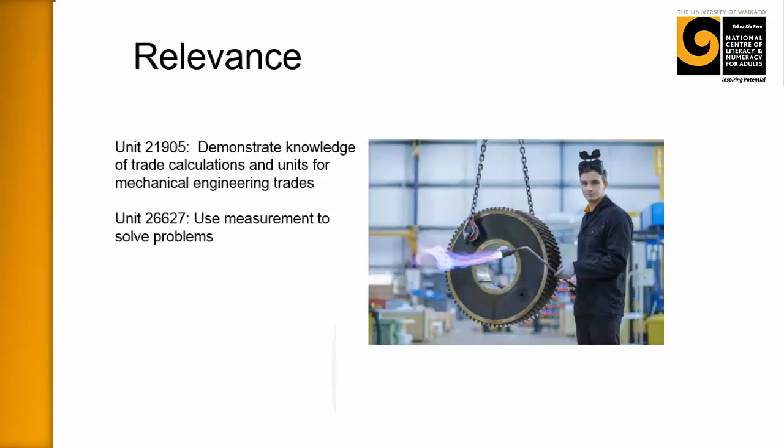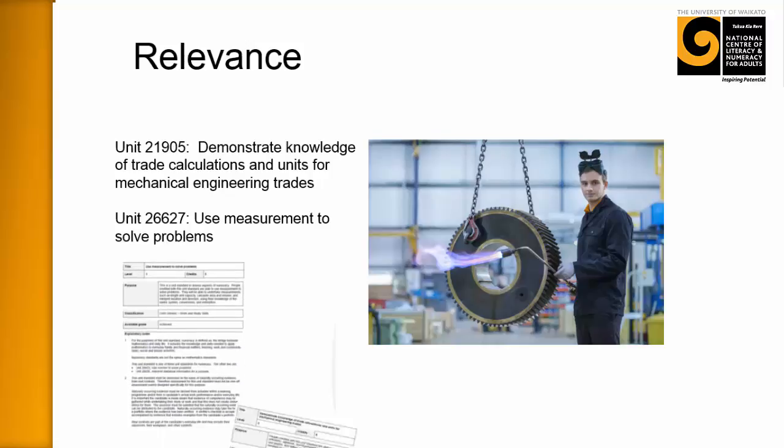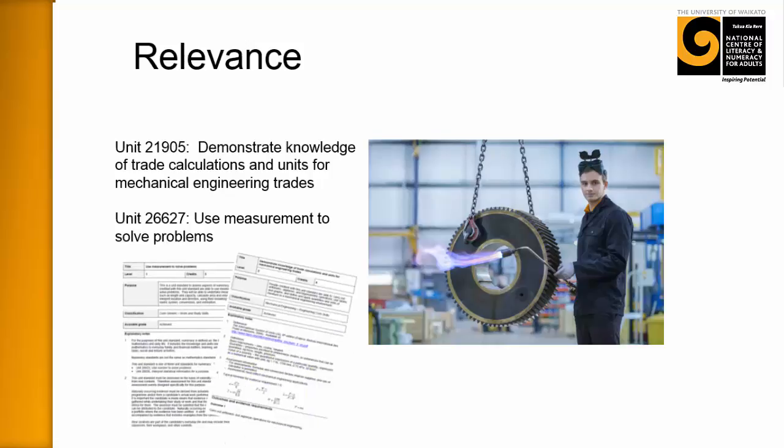The relevance of this content is that learners who want a career in engineering are going to be using these terms on a frequent basis in the workplace and also in their courses. For example, Unit 21905 has really specific information about the knowledge of circles, or requires the learners to have specific knowledge around working with circles. And Unit 26627 also has some requirement for learners to be able to work with measurements, and in some contexts, certainly the engineering context, that's going to include circles as well.